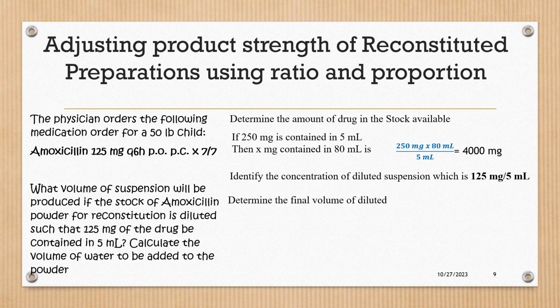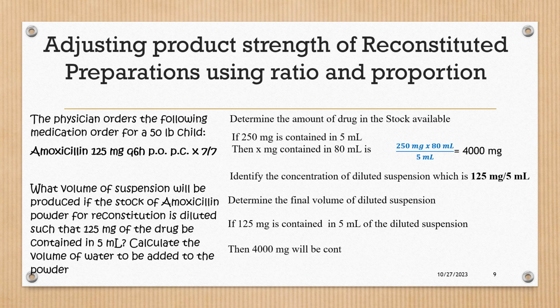After that, you're going to be determining the final volume of the diluted suspension. So we have two bits of information here already. We know that we want a concentration of 125 milligram per 5 mil. That is what we're aiming for. And in terms of the total amount of drug that we have, we know we have 4,000 milligrams. So the second side of that relationship using ratio and proportion would be that 4,000 milligrams would be contained in X mil. Once you work that out, you should get 160 mils in terms of your final volume.